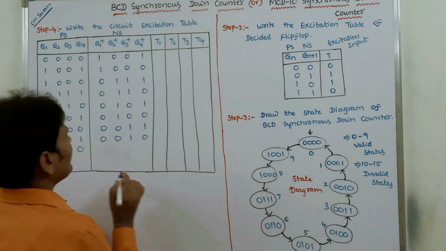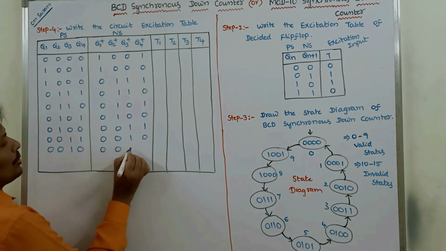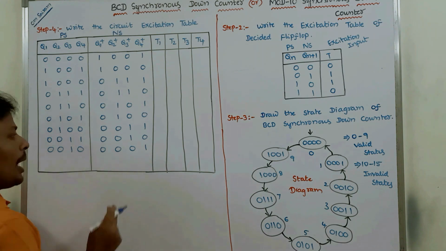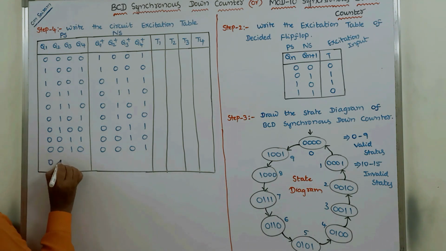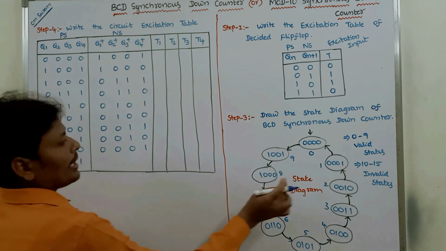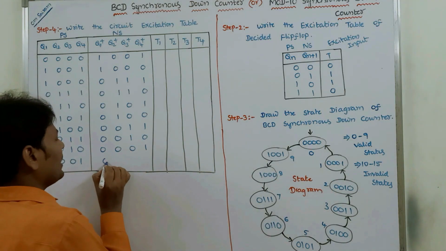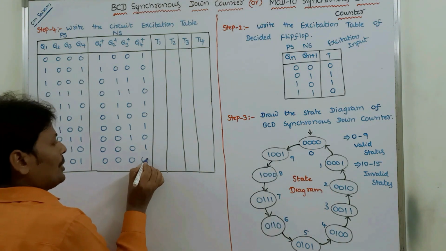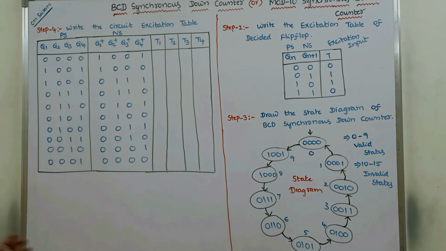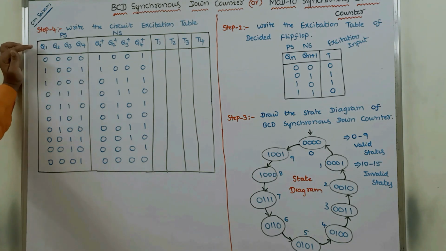The next state is 0, 0, 0, 1. Now, this can be taken as present state. What is the next state? The next state is 0, 0, 0. Okay. Now, by observing this table, so this is the input.